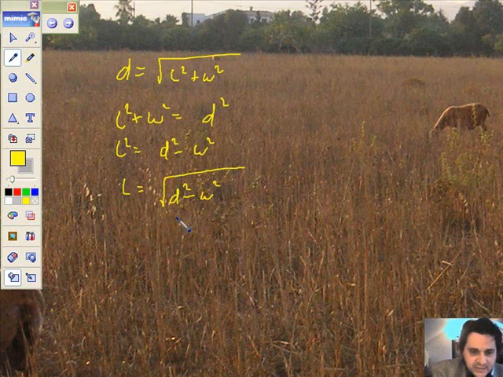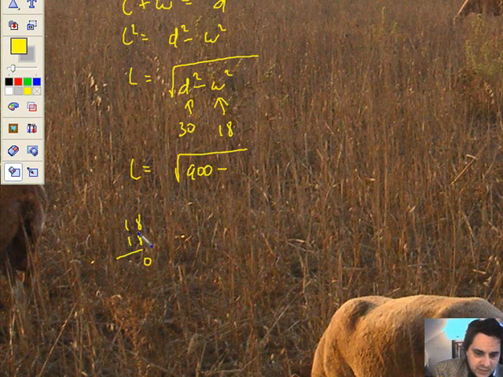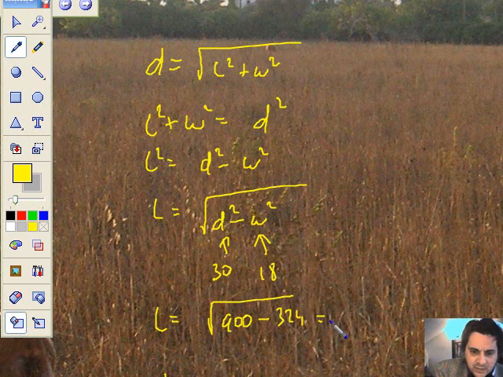Find L when D is 30, so I'm going to put a 30 in there, and W is 18. Trouble is I don't know what 18 times 18 is, so I'm in big problems. So L equals the square root of 900 take away 18 times 18. Oh dear, let's just do a quick sum. 18 times 18: 8 times 8 is 64, and so on. That's going to be 324. What on earth is that going to be? I've no idea. So the square root of what's that going to be?